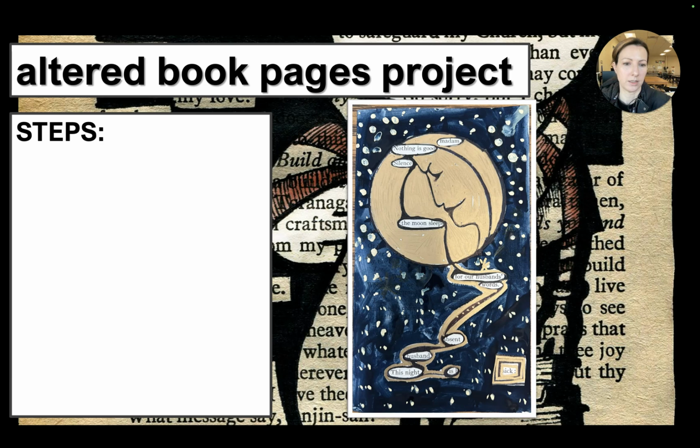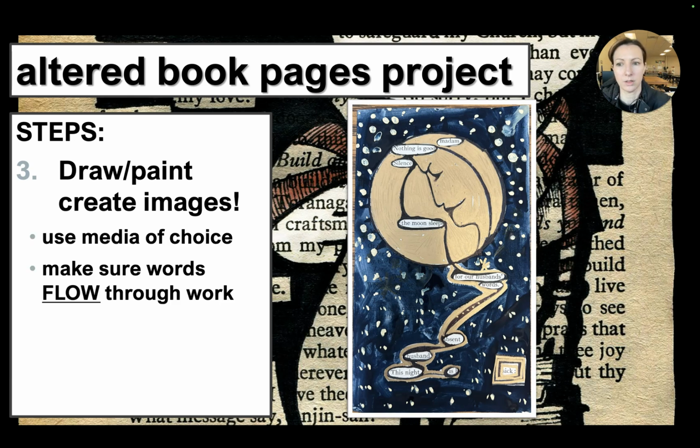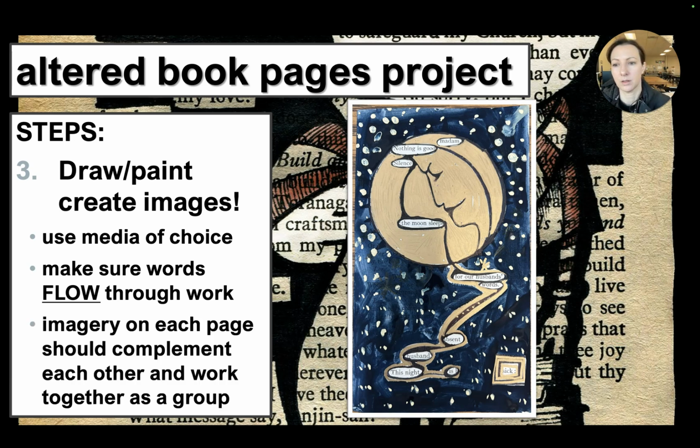So here is an example from mine. You want to draw, paint, create your images. So you want to make sure that your words flow through the work and they're easy to read. So you might want to make a kind of line that connects them. It could be in the way that you highlight them. It's all up to you. And then the imagery and the words should work together as a group.